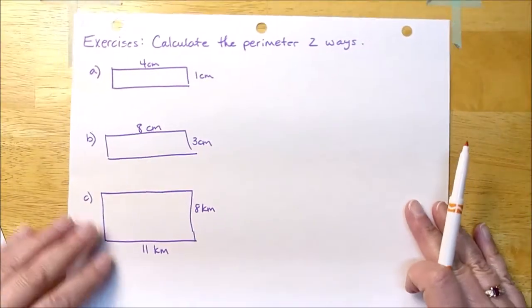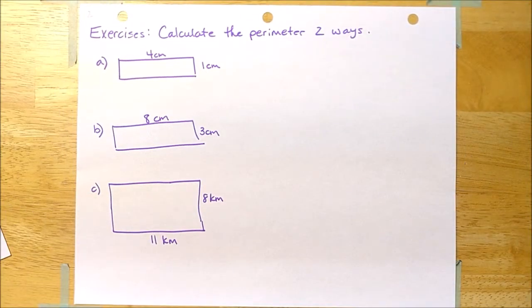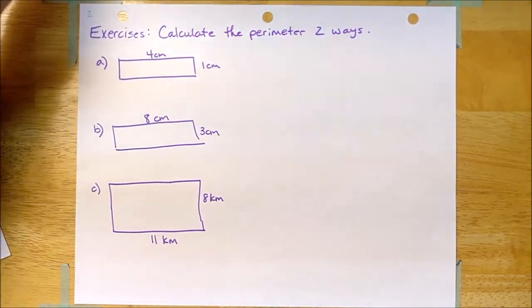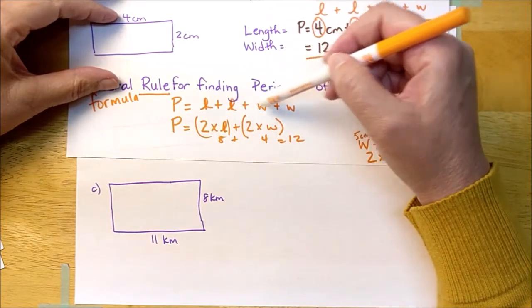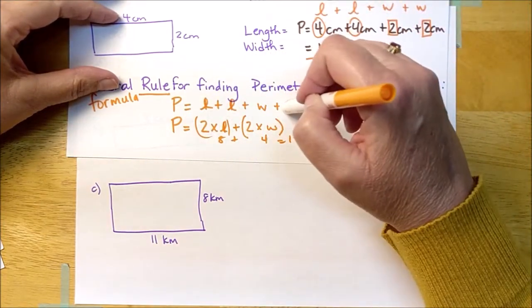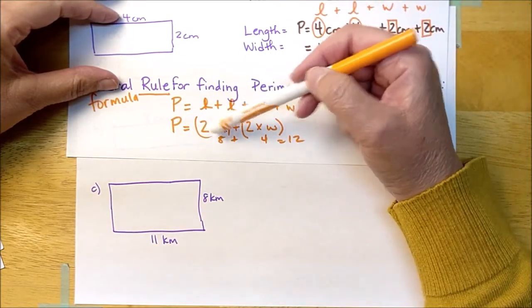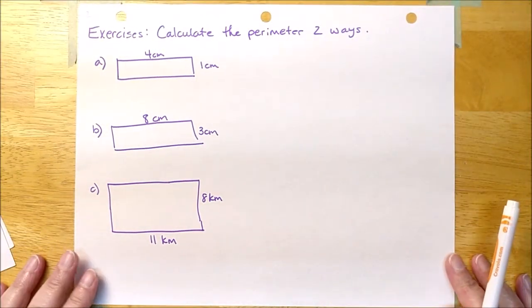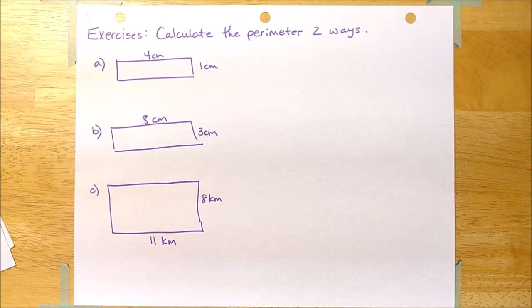So we are going to see if we can find the perimeter of these rectangles using the 2 methods we used. So the 2 methods are length plus length plus length plus length, so we're using our addition, and the other one is by using multiplication. So I'm going to ask you to pause and see if you can figure out what the perimeter is the 2 different ways. Pause.